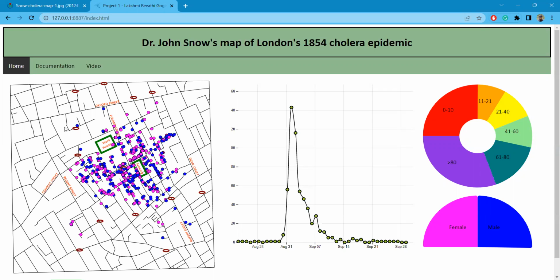Once the backdrop is generated, then I added the pumps. Here are the 13 pumps, those are nearby to this Golden Square. And later, I added the landmarks, the workhouse and the brewery. And finally, I mapped the points, which represent the individual deaths with age and gender, and also the date of the death.